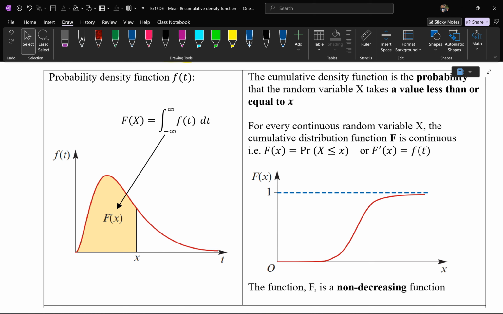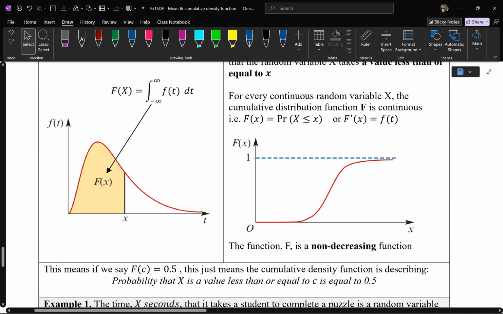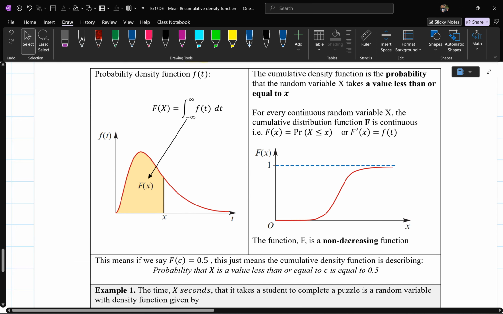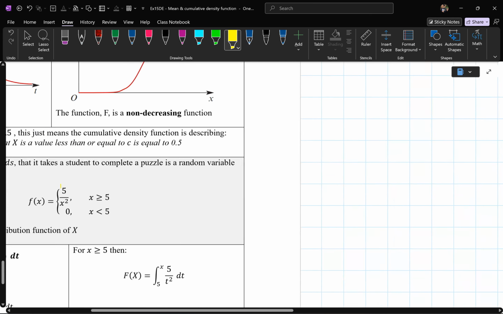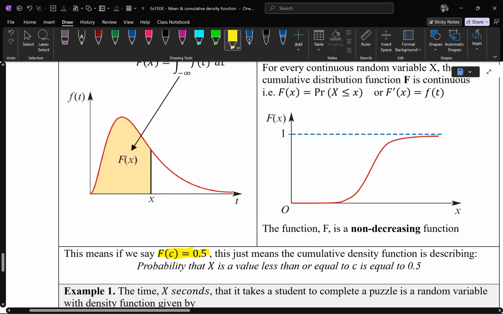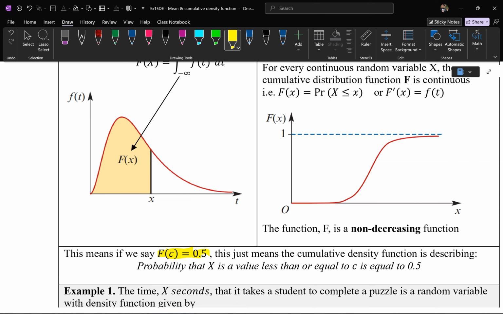Why is it useful? Sometimes, because you know it's cumulative, when you say F of c in a cumulative function, so F of a certain value in a cumulative distribution function, and it's equal to 0.5, what you're saying is that everything up until that value adds up to 0.5. That's just useful to know. It's like finding the median.